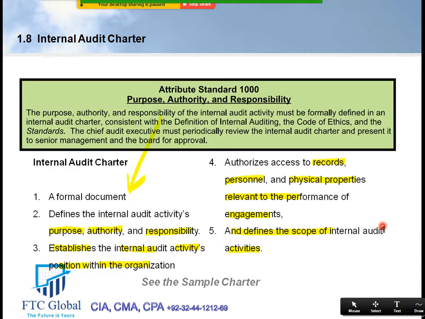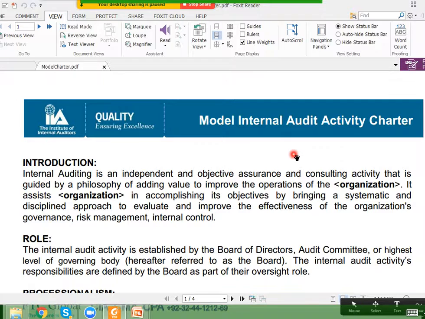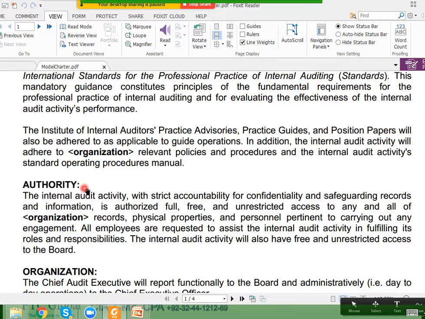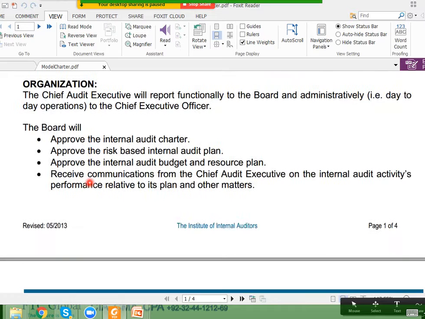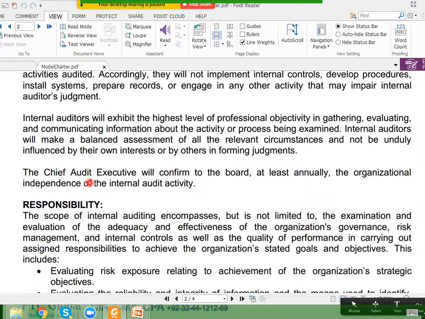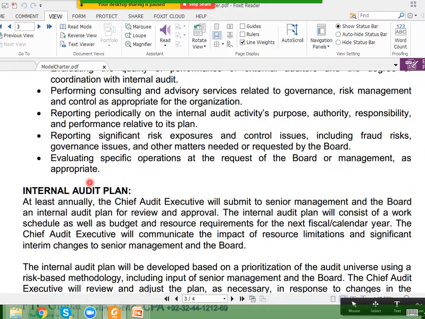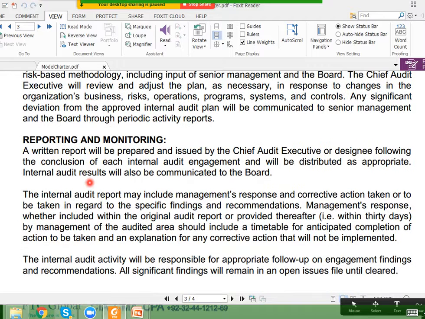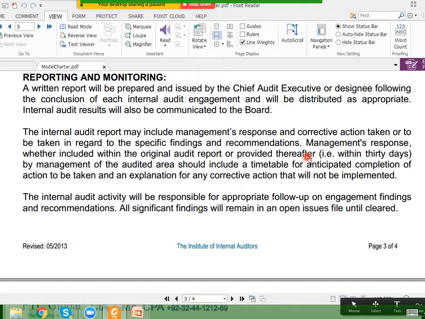So I'm going to show you a sample charter. This charter has been given by the Institute of Internal Auditors, the Model Internal Audit Activity Charter. What is the authority of the internal audit department has been given here. Organization: who would be heading the department, what would be the plan of action, independence and objectivity, what is the responsibility of the internal audit department. All this has to be clearly laid down, how the internal audit will be executed, who would receive the internal audit reporting and monitoring. A written report will be prepared and issued by the chief audit executive, and will be submitted to the board and so on. So all must be clearly laid down in this charter.